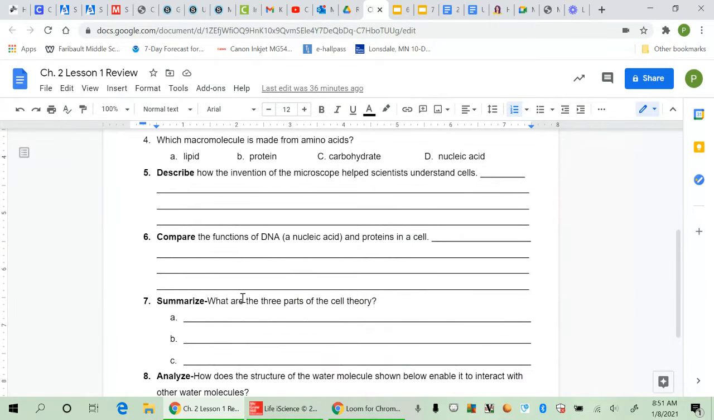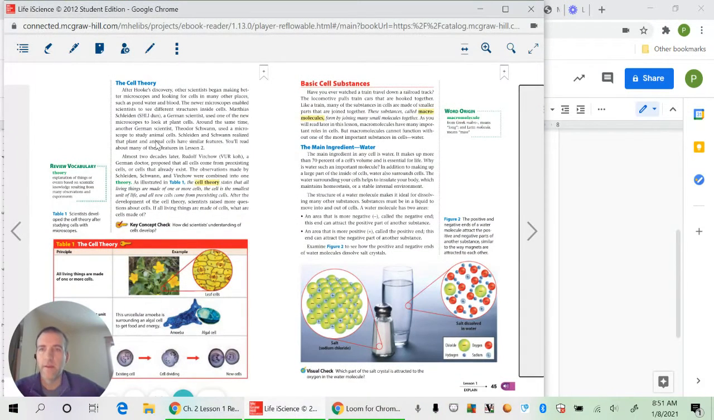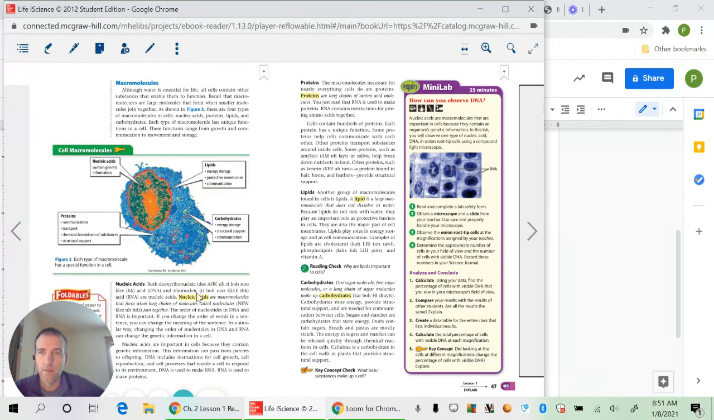Number 6 says compare the functions of DNA, which is a nucleic acid, and proteins in a cell. Again, those are two types of macromolecules. So you're going to go back to pages 46 and 47 again and look at the definitions of these two terms. Nucleic acids are here. Proteins, I believe, is the other one, up on page 47. So take a look at those and compare them. Comparing can be how they're the same, how they're different.